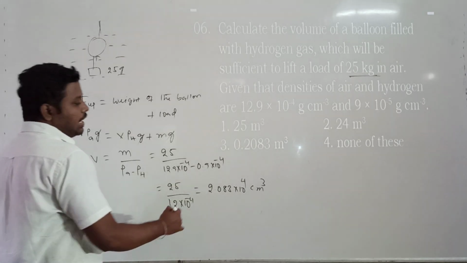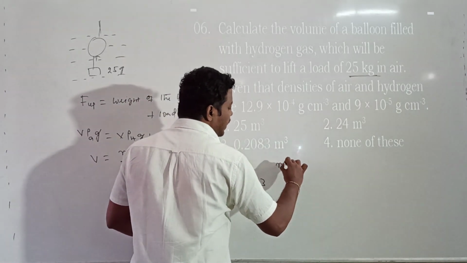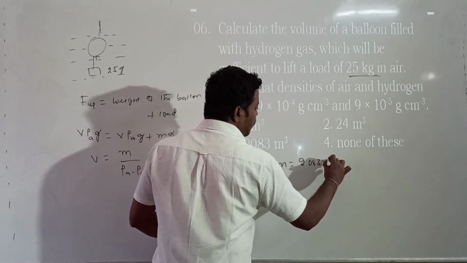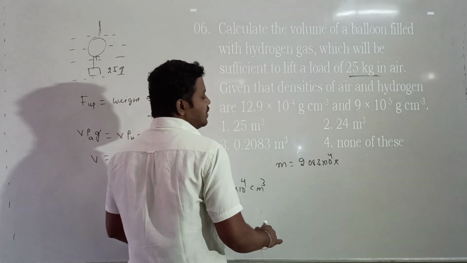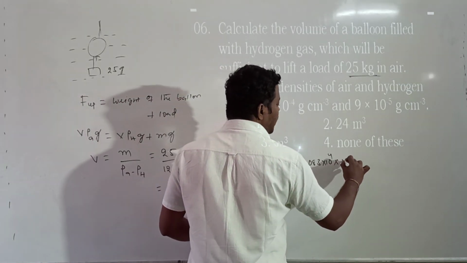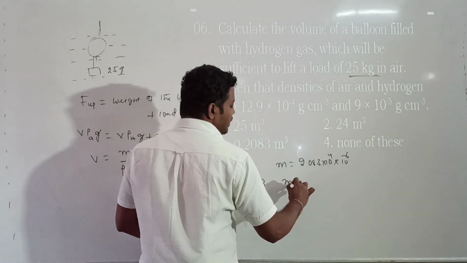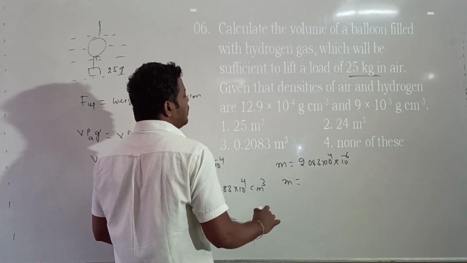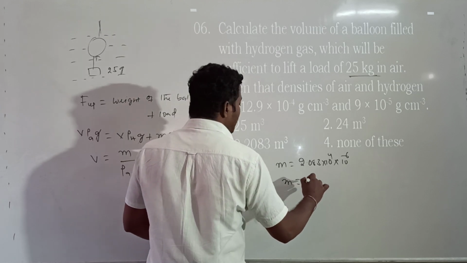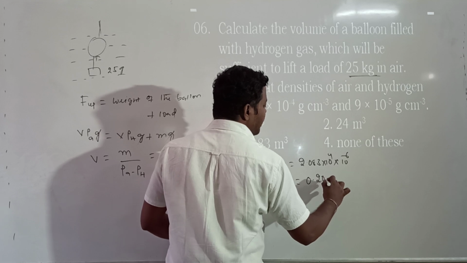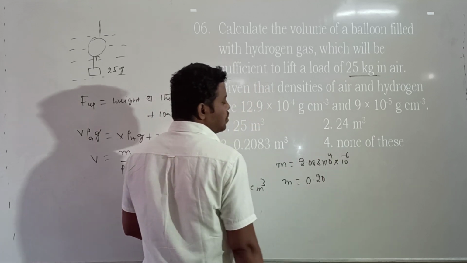If I want to convert this answer into meters, what should I write? 2.083 into 10 to the power of 4 centimeter cube. 1 centimeter is 10 to the power of minus 2 meter, so the cube is 10 to the power of minus 6. So the answer in meters cube is 0.2083. Correct?